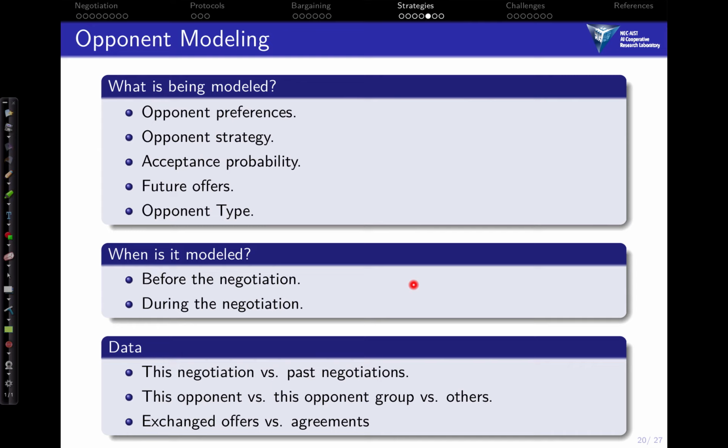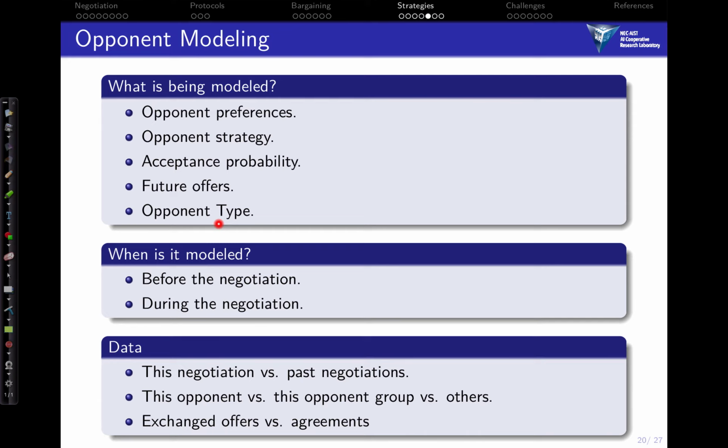For opponent modeling, there are many ways to think about it. You can model the opponent preferences, their utility function, their strategy, the probability they will accept your offers, their future offers. You can even define a set of opponent types and try to convert it into a classification problem. Which type of opponent am I facing? All of these things have been tried.